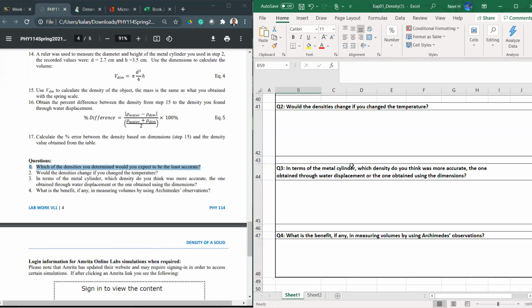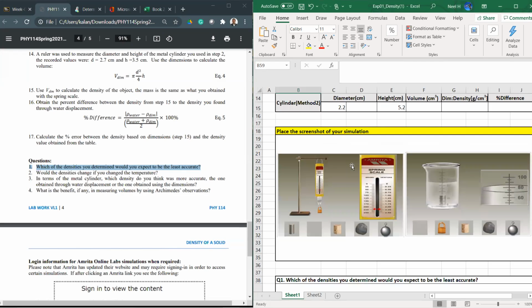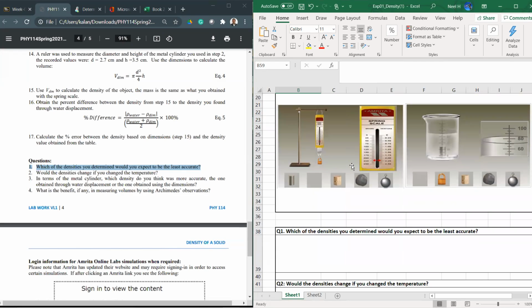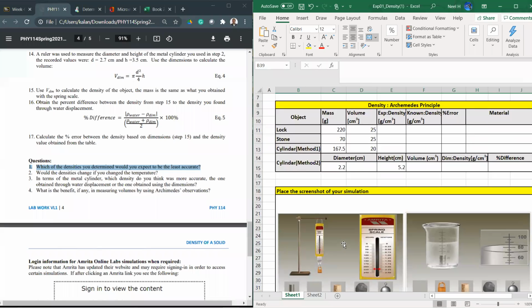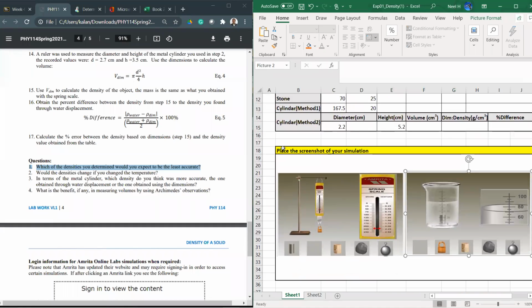All right, any other questions? Do we have to paste the question and then answer underneath? No, the answers you have to write. I will tell you the answers in a bit. And for the screenshots, we have to put both of those in that box? Yes. It says place your screenshot of the simulator, so we need one for each.